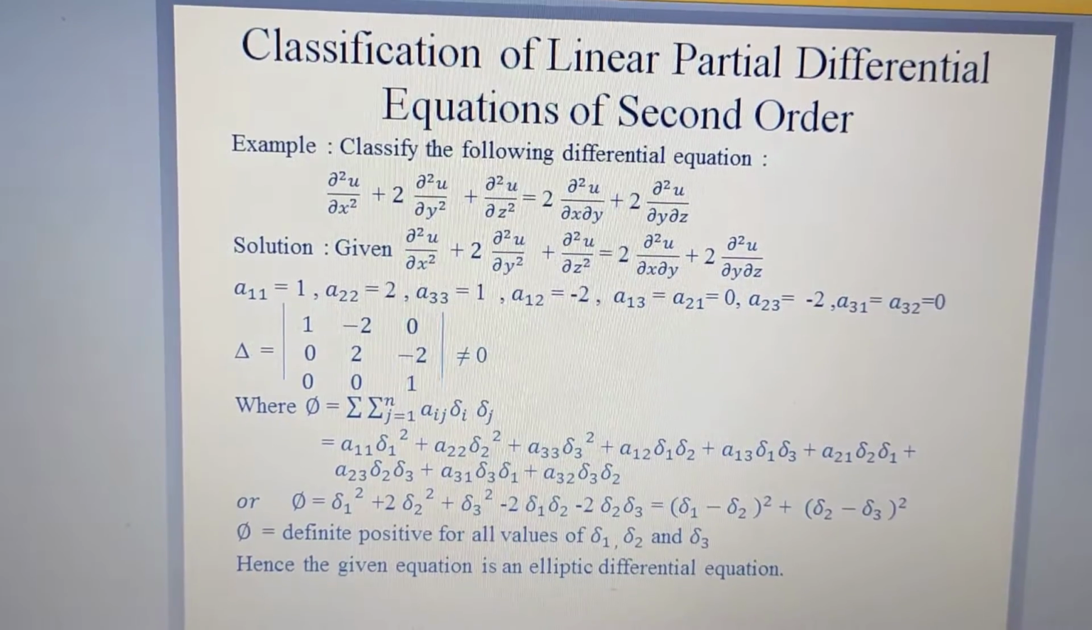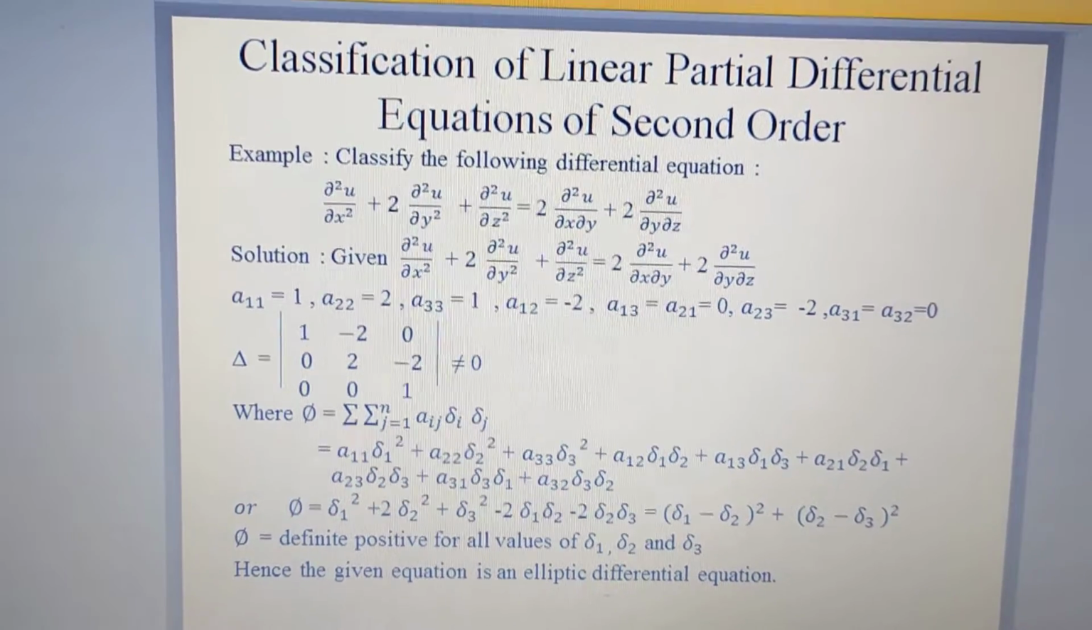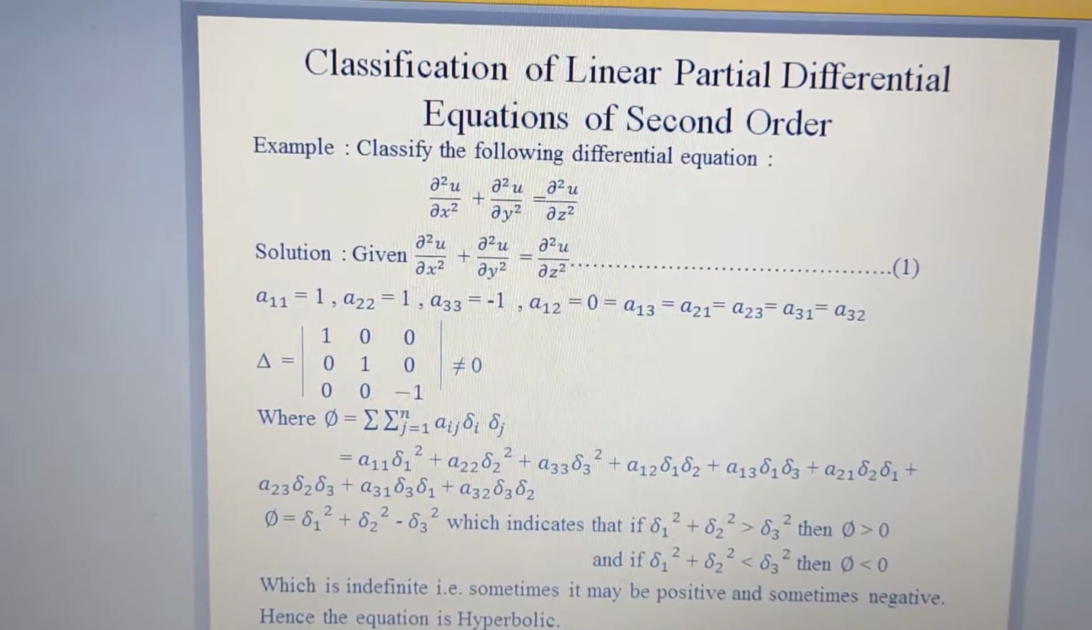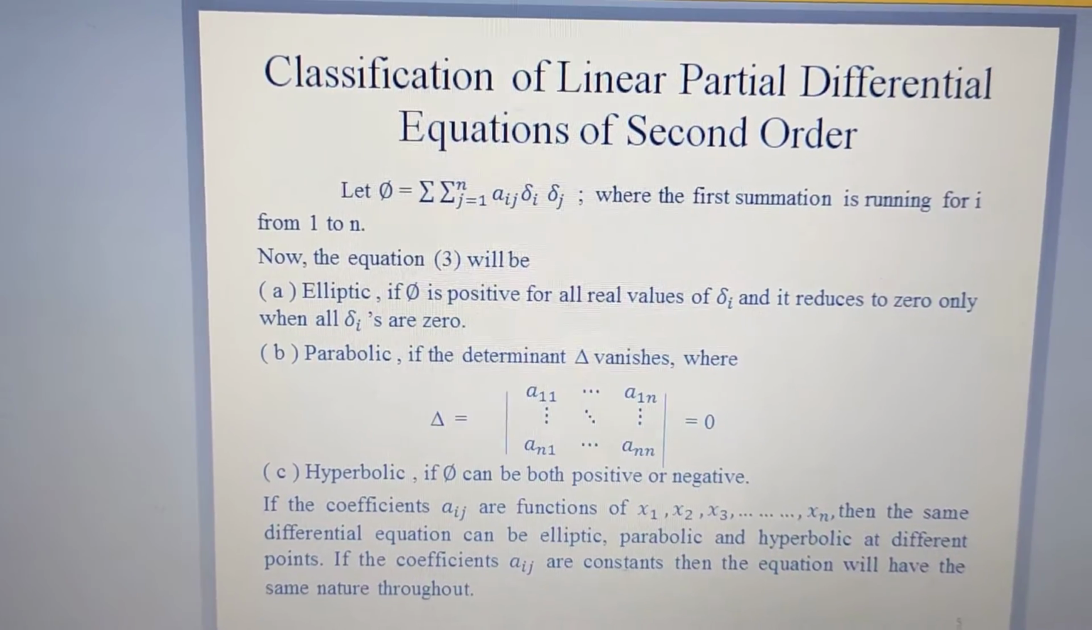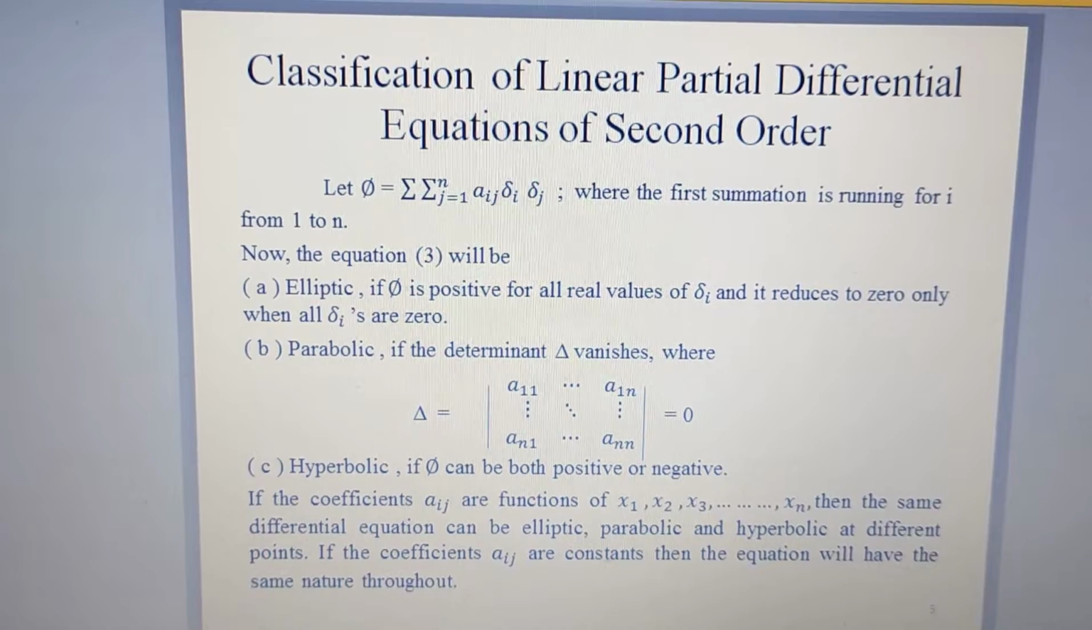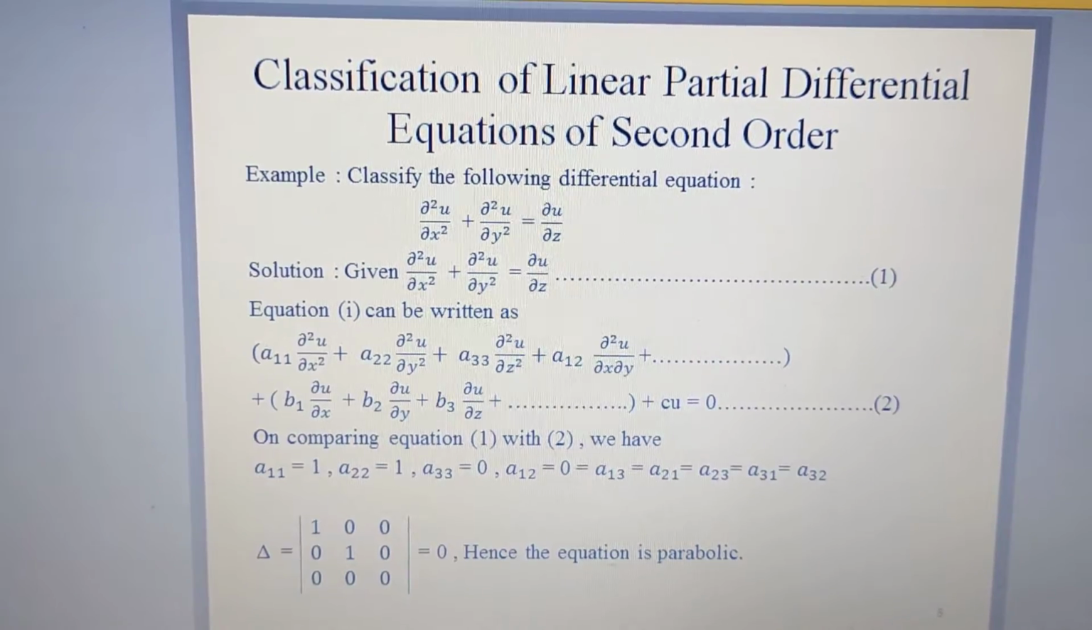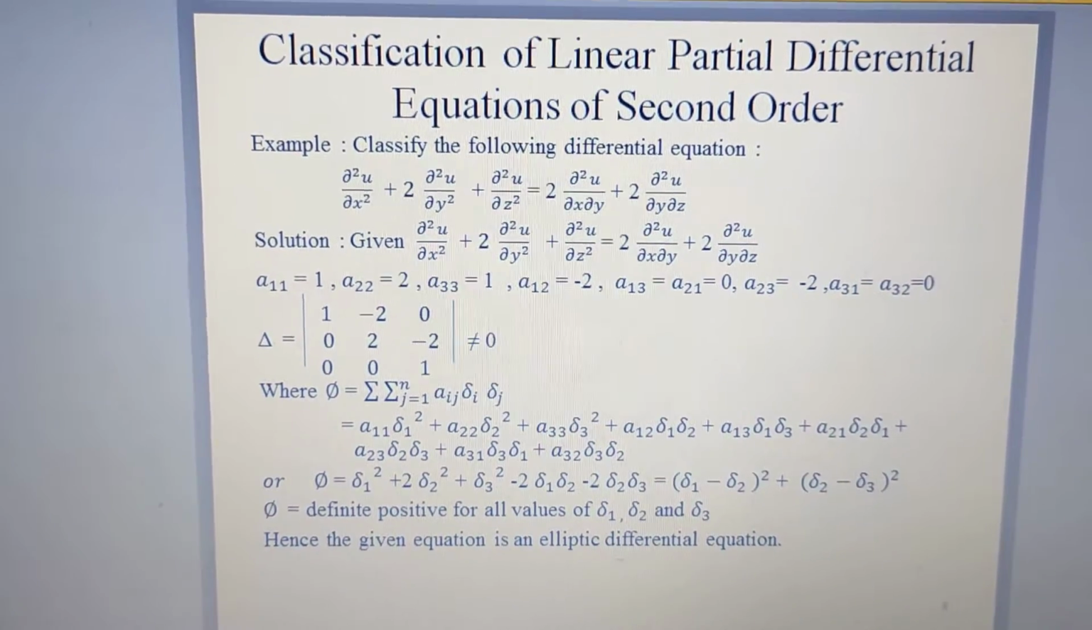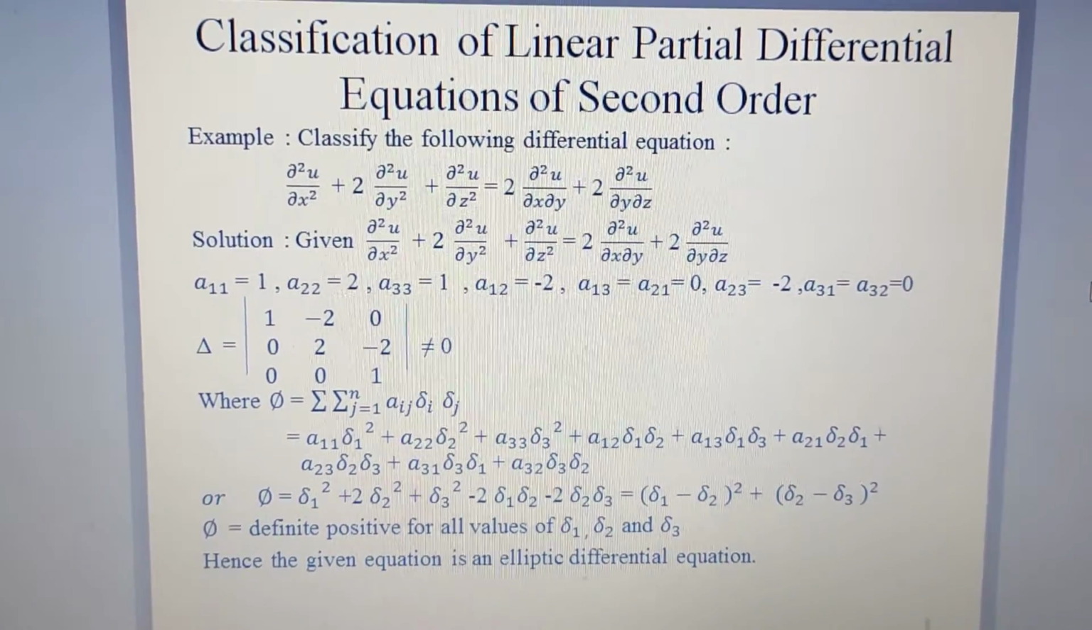It means the given equation is an elliptic differential equation, because as per point A, phi is positive for all real values of del i. Hence the equation is an elliptic differential equation.